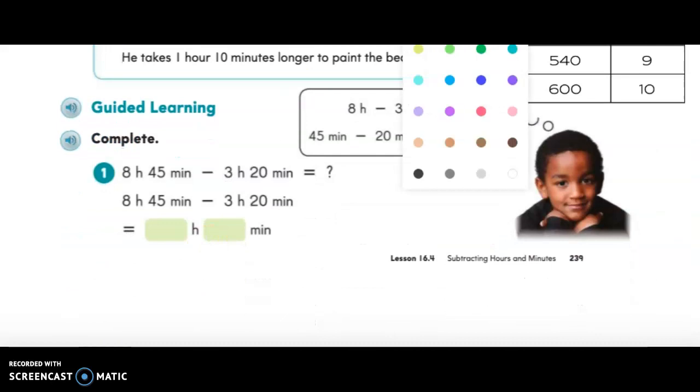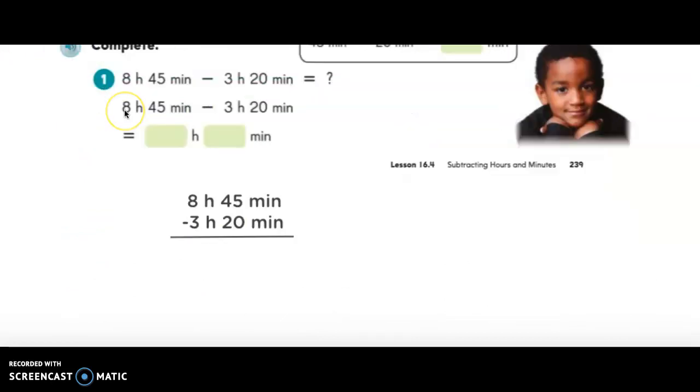So let's do a little practice here. In step 1, subtract your minutes. So we're going to do 45 minus 20. 5 minus 0 gives us 5. 4 minus 2 gives us 2. So we have 25 minutes. And then we will subtract our hours. 8 minus 3 leaves us with 5 hours. So our final answer is 5 hours and 25 minutes.